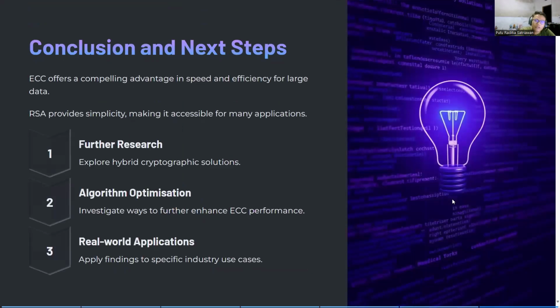So in conclusion, ECC offers a compelling advantage in speed and efficiency for large data, and RSA provides simplicity, making it accessible for many applications. For further research, we can explore hybrid cryptographic solutions, combining the simplicity of RSA and the performance of ECC. For optimization, we can investigate ways to further enhance ECC performance. And for real-world application, we can find specific industry use cases.